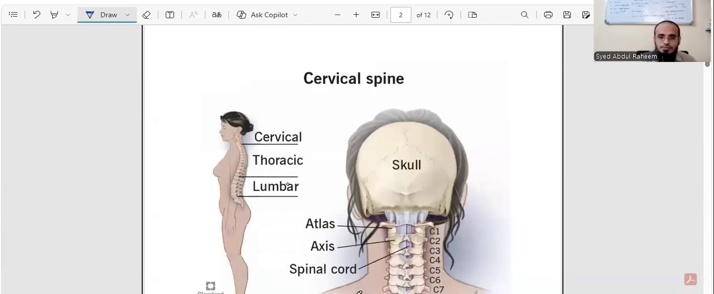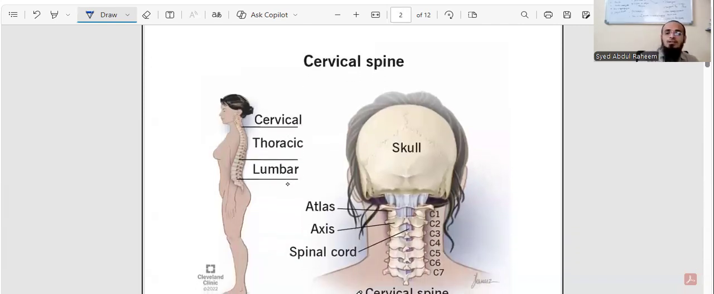You can see this is the vertebrae, the vertebral column. In it, the first part is called cervical, which is near the neck. You will have seven bones here.